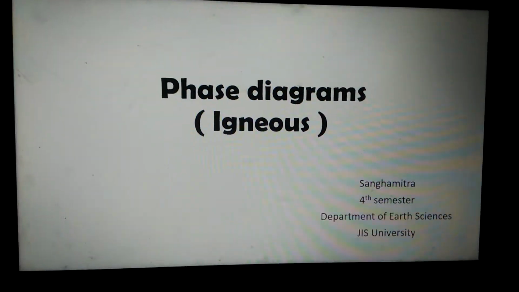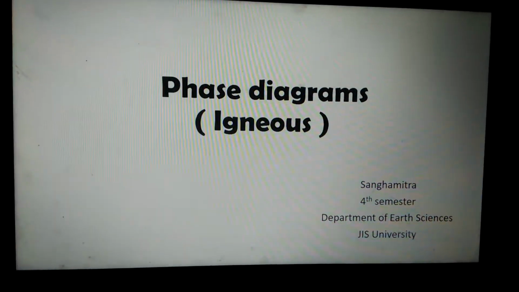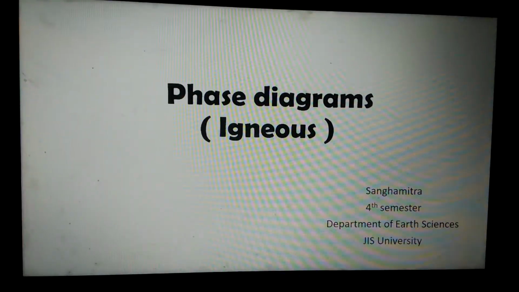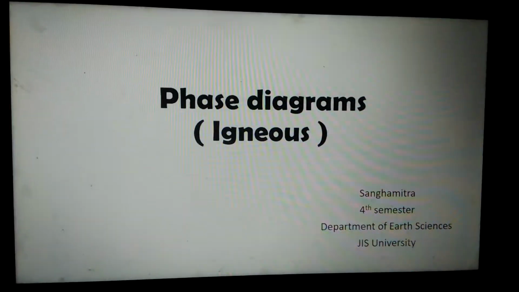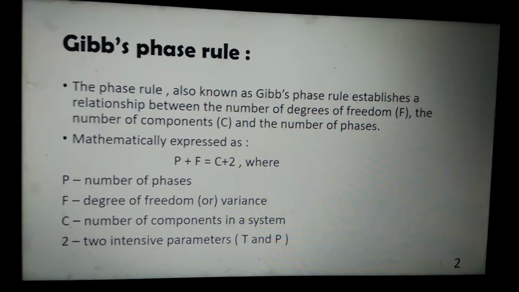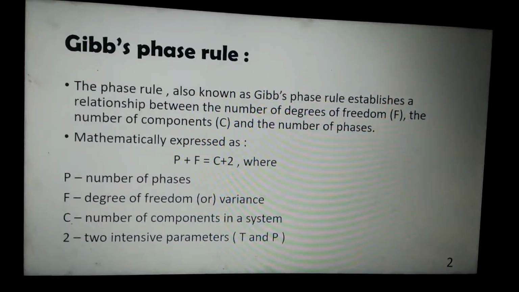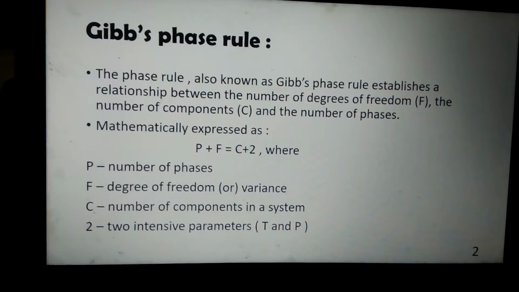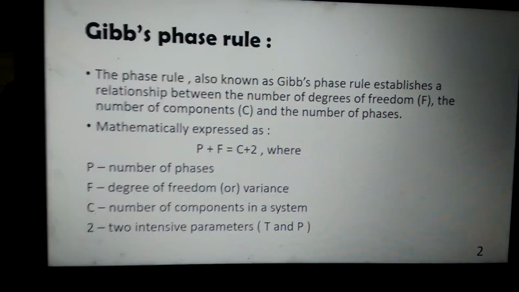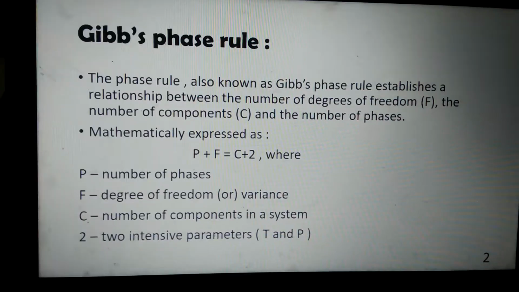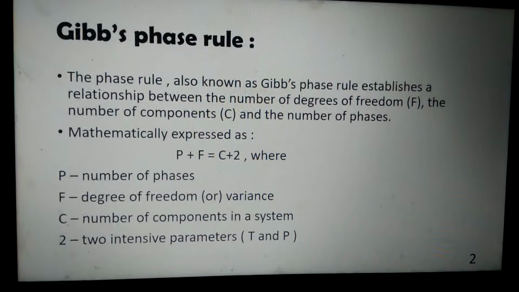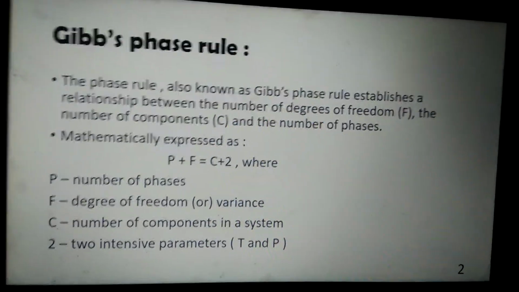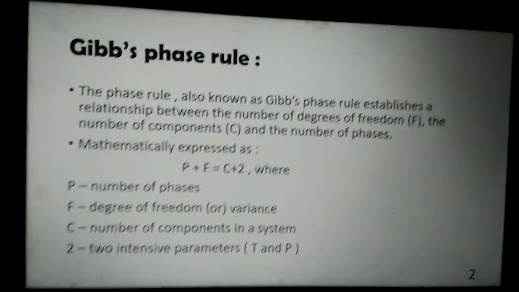Today my topic of seminar would be phase diagrams associated with igneous rocks. Now to understand the phase diagrams, we need to understand the phase rule behind it, which was given by Gibbs. The phase rule gives us the relationship between the number of degrees of freedom with the number of components and the number of phases, which is mathematically expressed as P plus F equals C plus 2, where 2 gives us the two intensive parameters, that is temperature and pressure.